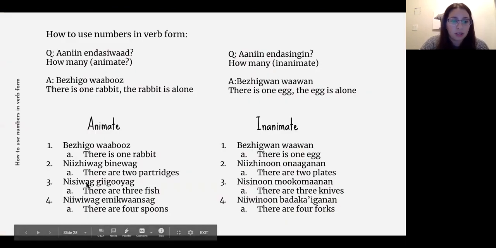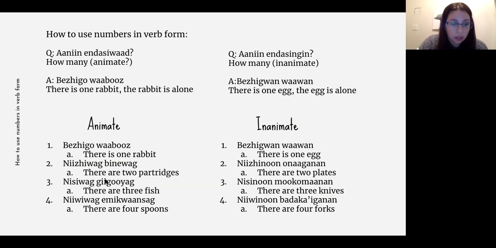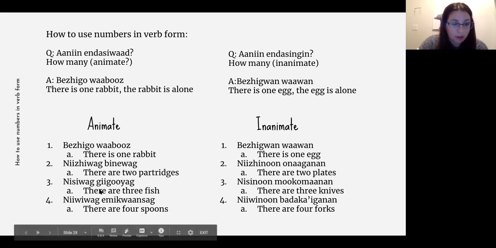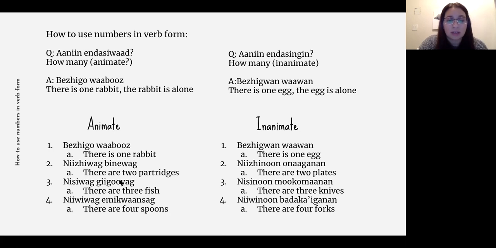Okay, so if you want to say there's three fish, so there's more than one fish: nisewag geguyag. This one actually has a YAG. So the best way to figure out why it would be a Y instead of a W? Same thing, look it up in the dictionary. They'll give you the plural ending for these words. In this case, it's Y-A-G. Maybe in some dialects they would drop the Y and it would just be geguag. But in this particular dialect, it's geguyag. So nisiwag geguyag. There are three fish.